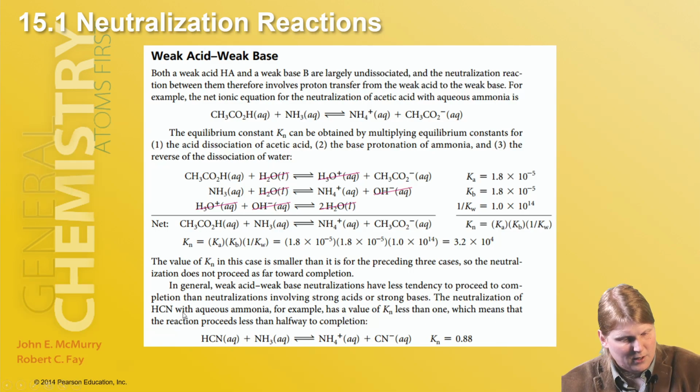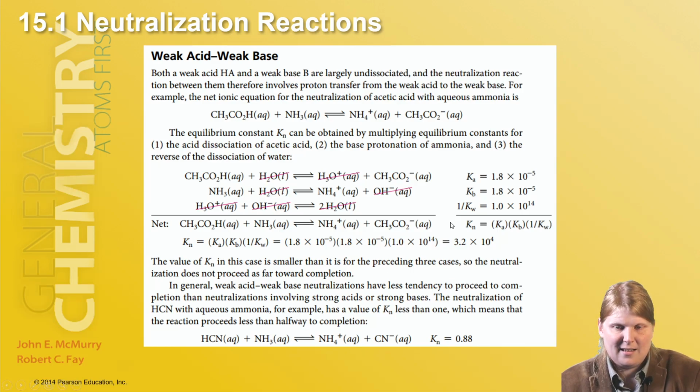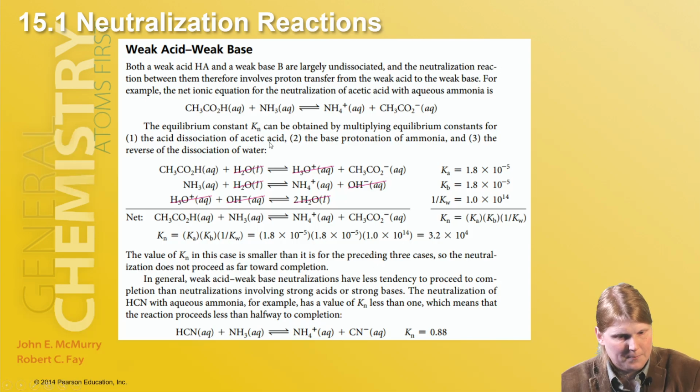Here they have the neutralization of HCl with aqueous ammonia, which has a value of Kn less than 1, which means the reaction proceeds less than halfway to completion. Again, since it's less than 1, it actually favors the other direction. So most acid-base neutralizations, if you have a weak acid or weak base with a strong one, proceed to completion. But most weak acid, weak base ones still do, but not very well. Now, the worse the acid and the base get, the less this has a tendency to go to completion. And that intuitively makes sense overall.